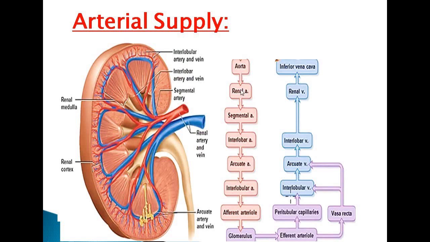The aorta gives the renal artery at the level of the second lumbar vertebra, which will divide into 5 segmental arteries. Each segmental artery will give a lobar artery for each lobe of the kidney. Then it will divide into 2 to 3 interlobar arteries. At the base it will form the arcuate artery. Then it will divide into the interlobular artery, afferent arteriole, then the glomerulus. So the glomerulus and the peritubular capillaries form two sets of capillaries, which form a renal portal circulation. At the venous end of these peritubular capillaries it will form an interlobular vein.